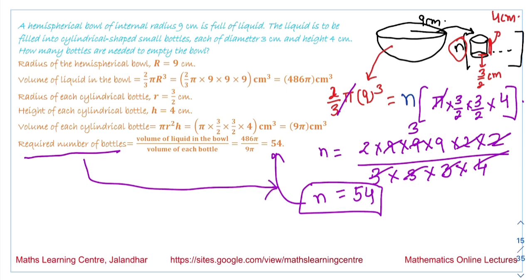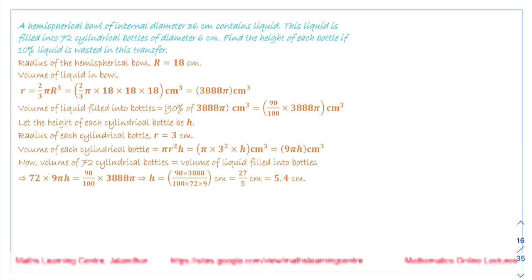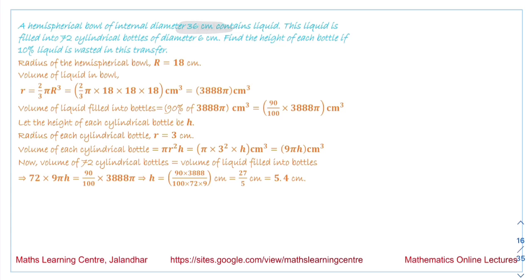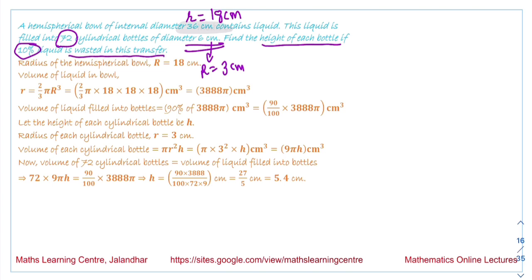Now the next we have is a hemispherical bowl of internal diameter 36 centimeter that contains liquid. So the radius of this bowl is 18 centimeter. This liquid is filled into 72 cylindrical bottles of diameter 6 centimeter. So the radius of these cylindrical bottles is 3 centimeter. Find the height of each bottle if 10% of the liquid is wasted in this transfer.